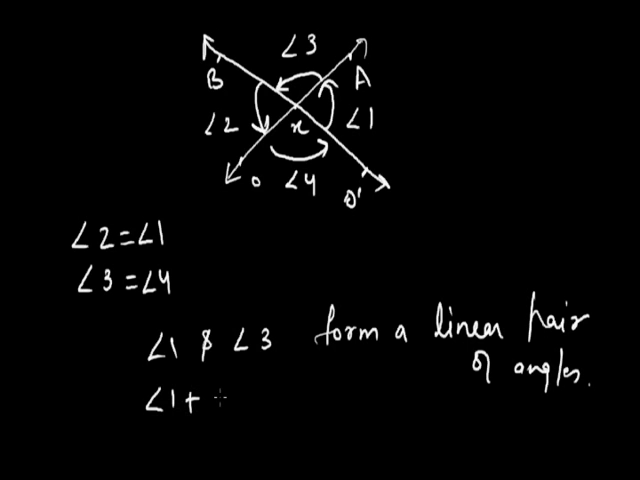So the sum of these two angles is 180 degrees. This is my equation number 1. And angle 2 plus angle 3 also form a pair of linear angles. So I can write angle 2 plus angle 3 is 180 degrees. This is my second equation.